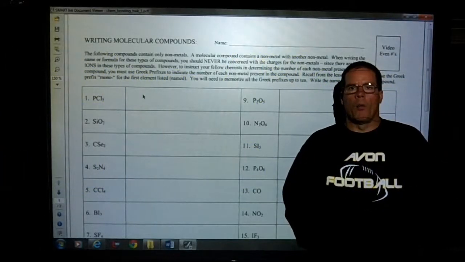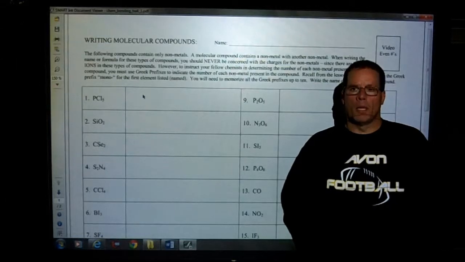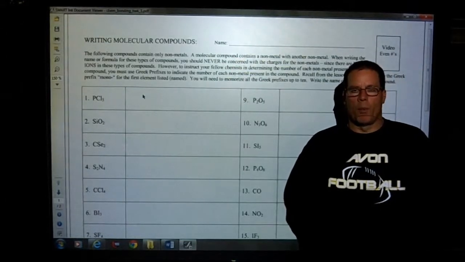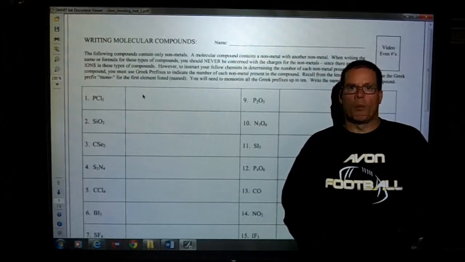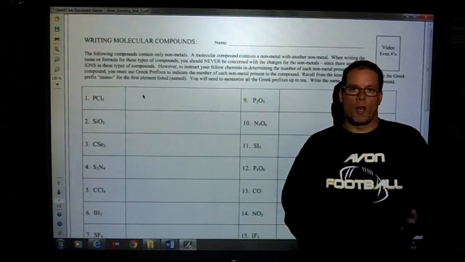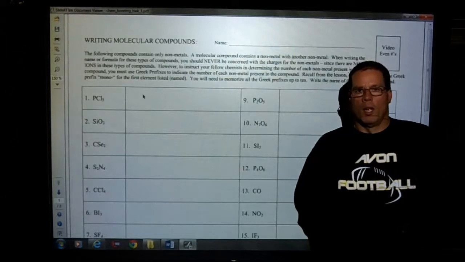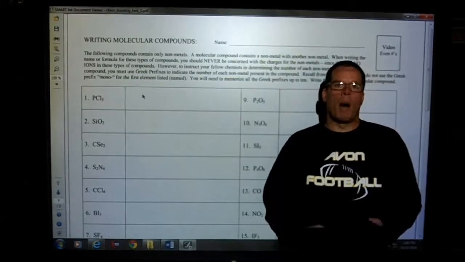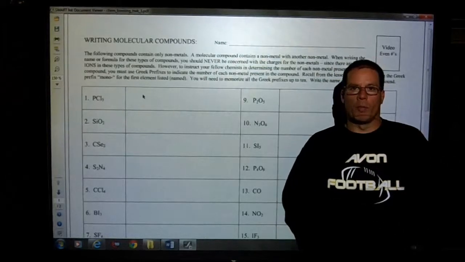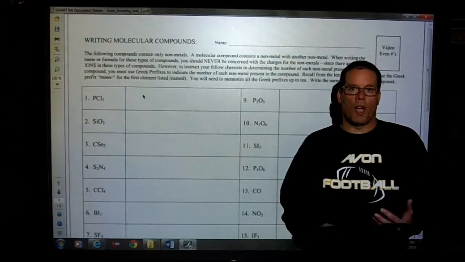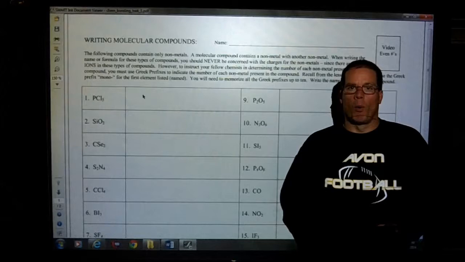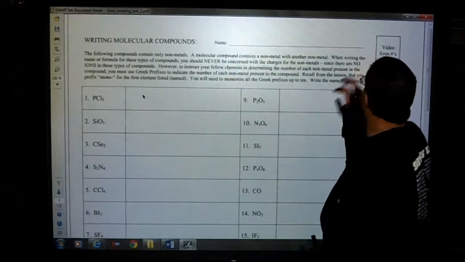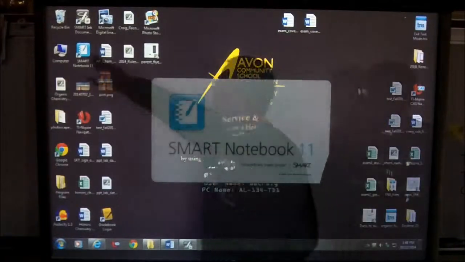I'm Mr. Craig and I want to talk about writing molecular formulas today. Now remember, when writing molecular formulas, molecular simply means that we have two nonmetals, or a nonmetal with another nonmetal. What we will do in this class in honors chemistry is just deal with what's called binary molecular compounds, which means that there's only two different types of nonmetals. But before we do that, let's make sure that we know our Greek prefixes. So let's take a look here.